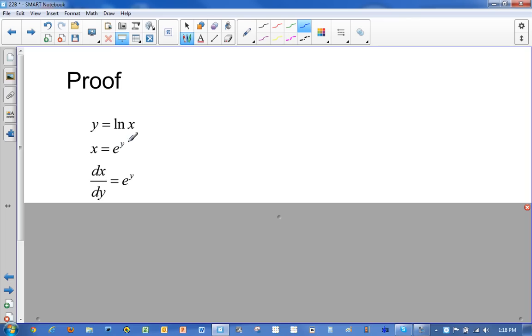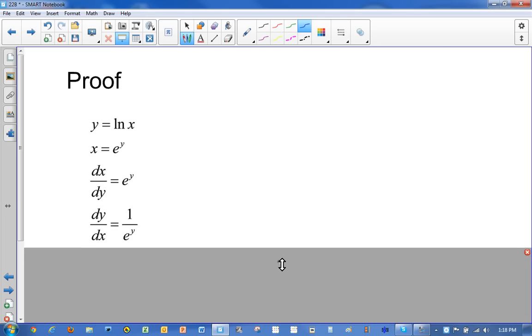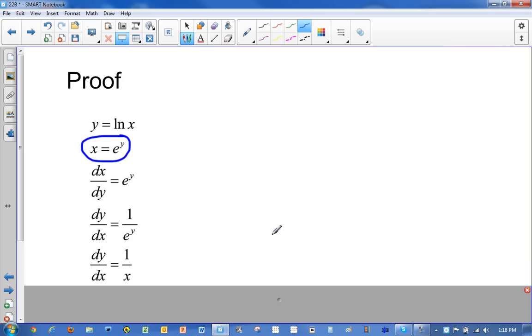And if x is e to the y, well then the derivative of x is the same thing, e to the y. Alright? And then to switch this to dy/dx, I just flip it upside down, which means I would flip the right-hand side upside down as well. So instead of it being e to the y over 1, it's 1 over e to the y. Well, e to the y is also known as x. So dy/dx is 1 over x.